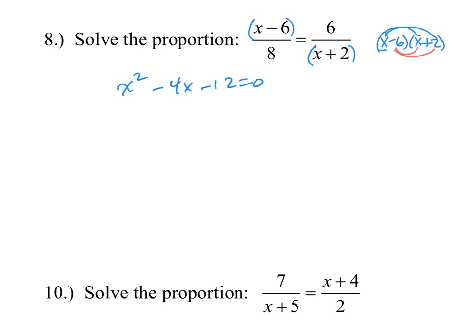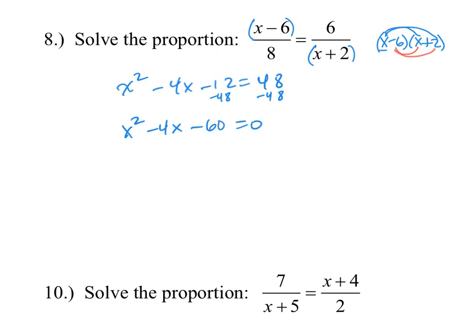Okay, oops, and I accidentally set that equal to 0. That's not right. We need to set that equal to the other cross product. So when I take 8 times 6, I get 48. Okay? And then we want to get this in standard form. We want one side equal to 0. So let's subtract 48 from both sides. So we'd have x squared minus 4x minus 12 minus 48 more would give us -60, and then set that equal to 0.